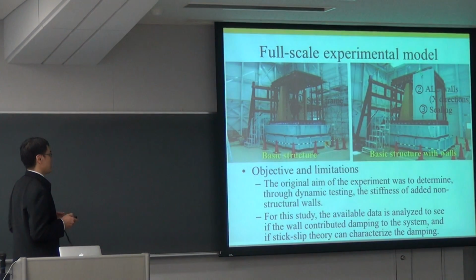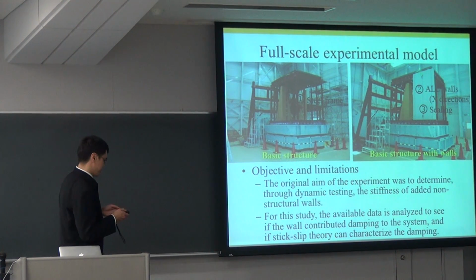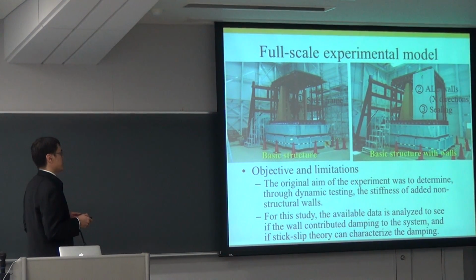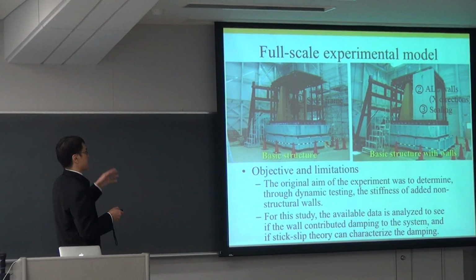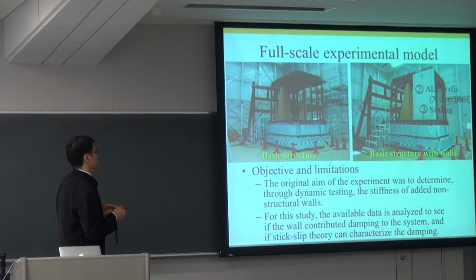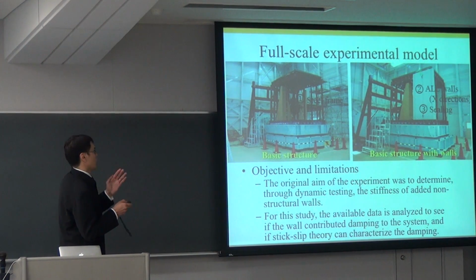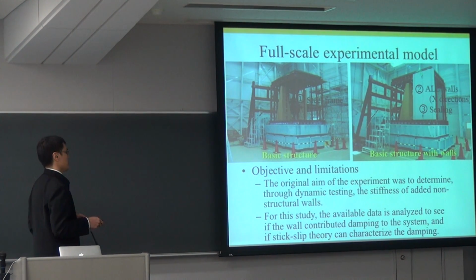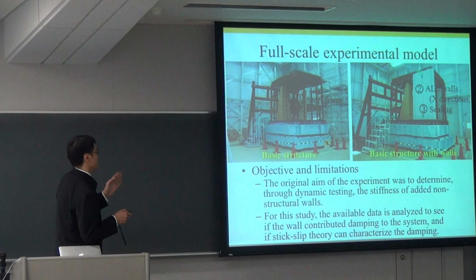This is another experimental model. I didn't do the experiments myself, but I just got the data. At first, they had a very different objective, but essentially it's the same thing as the previous example. I have a basic steel structure, although this is not fully welded. And then they introduced non-structural walls, let's say on 2 sides, in one direction. So we're interested in that mode.